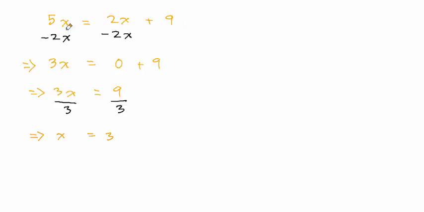5 times x, 5 times 3, that's 15. This is a good way to check your answer. Once you have your answer, just plug in the number that you got in the original equation. So we have 5 times 3, which is 15, is equal to 2 times 3, which is 6, plus 9. And that works. 15 is equal to 6 plus 9. That tells us that we got the right answer.